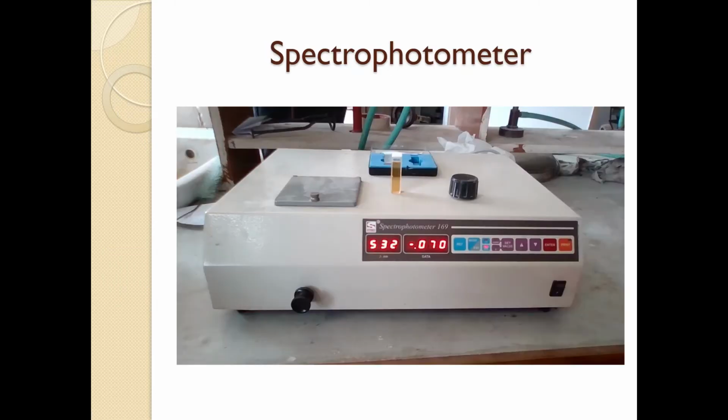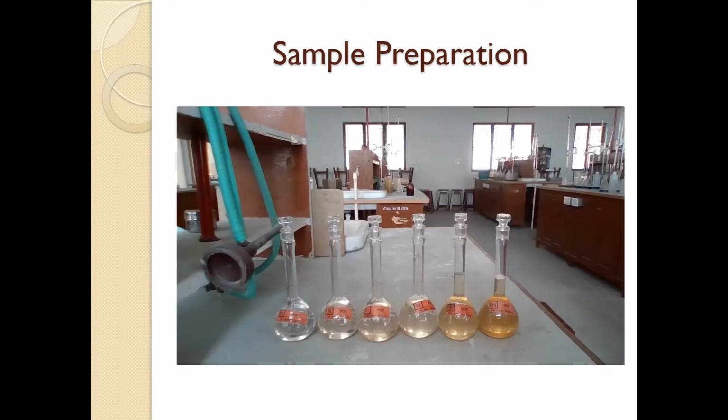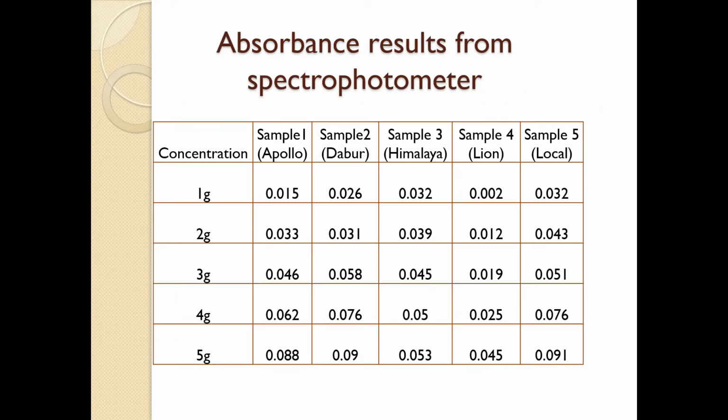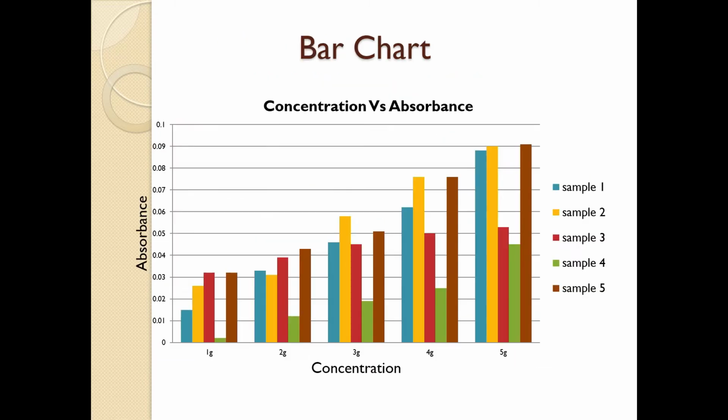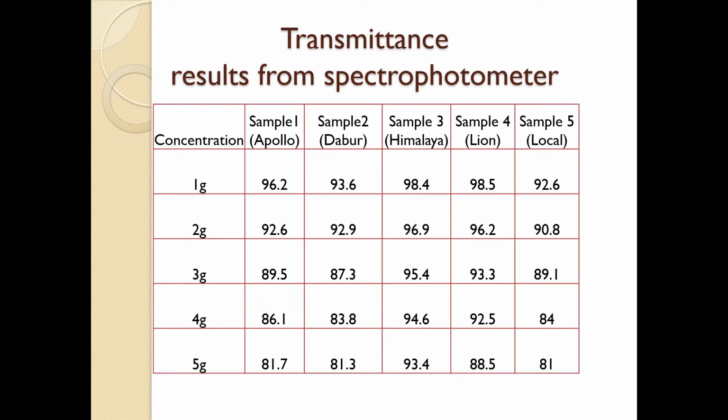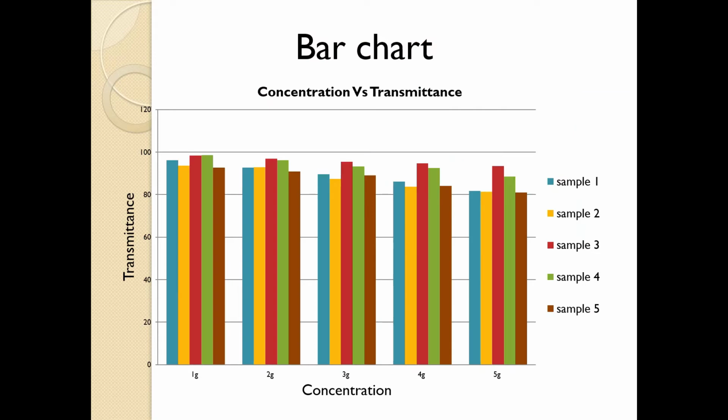This is a spectrophotometer used for the spectroscopic based approach. In the spectrophotometer, we obtain two parameters, absorbance and transmittance. For this, we need to prepare samples of different concentrations diluted with distilled water. This absorbance value is taken from the spectrophotometer. From this value, we infer that with an increase in concentration, there will be more absorbance for the honey. The transmittance result is also obtained from the spectrophotometer, and it is inversely proportional to the absorbance.